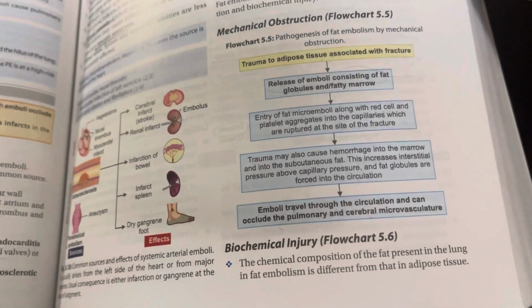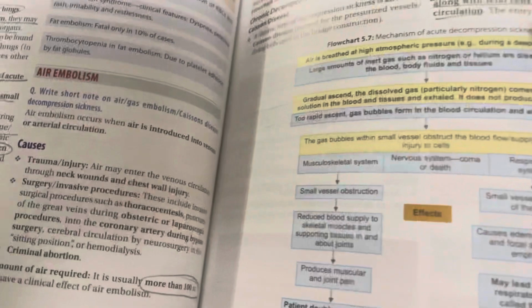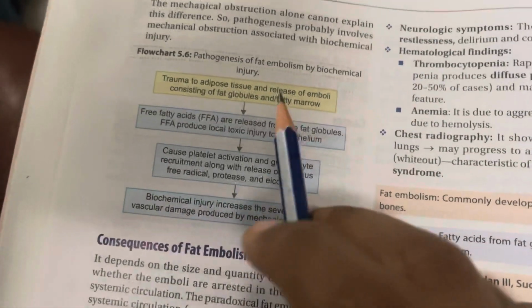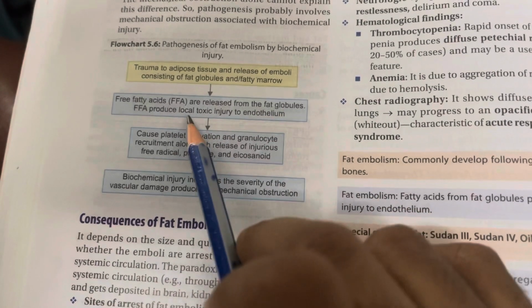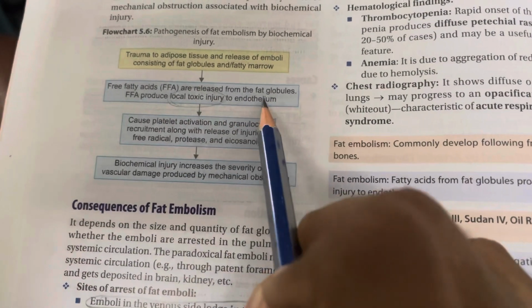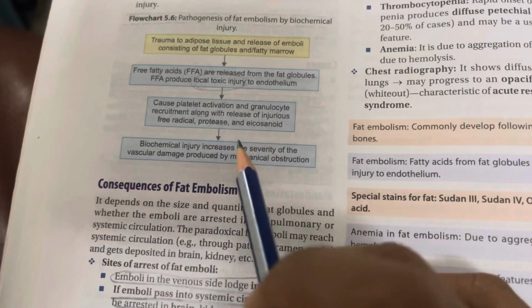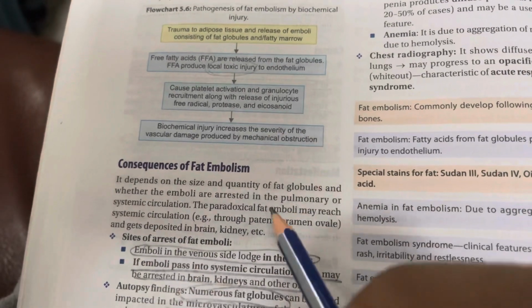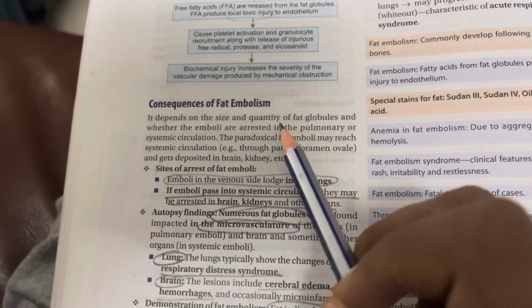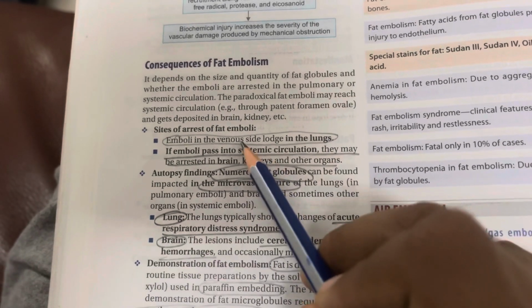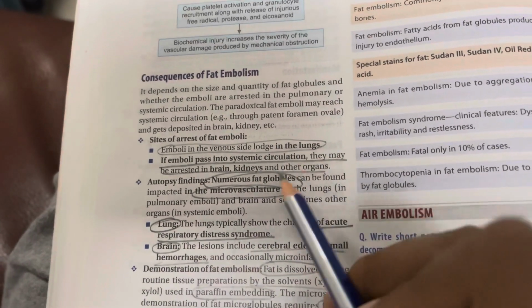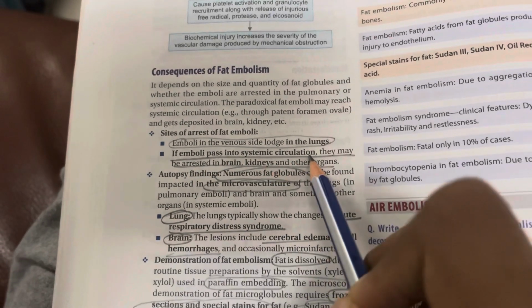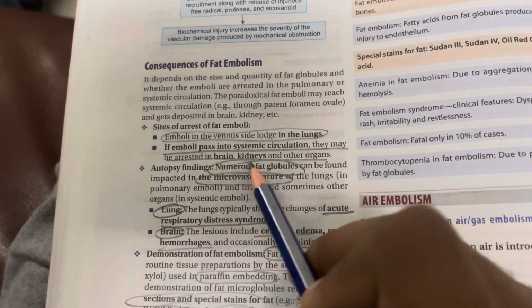Okay. Next, biochemical injury can also occur along with physical injury. So trauma causes release of these emboli. Free fatty acids are released from the fat globules. They produce local toxic injury to the endothelium, which causes platelet aggregation and granulocyte recruitment, and this causes the entire thrombus. Next, consequences of fat embolism. So what are they? If the emboli lodge on the venous side, they lodge in the lungs, and emboli can pass into the systemic circulation. They can be arrested in the brain, kidneys, and other organs.